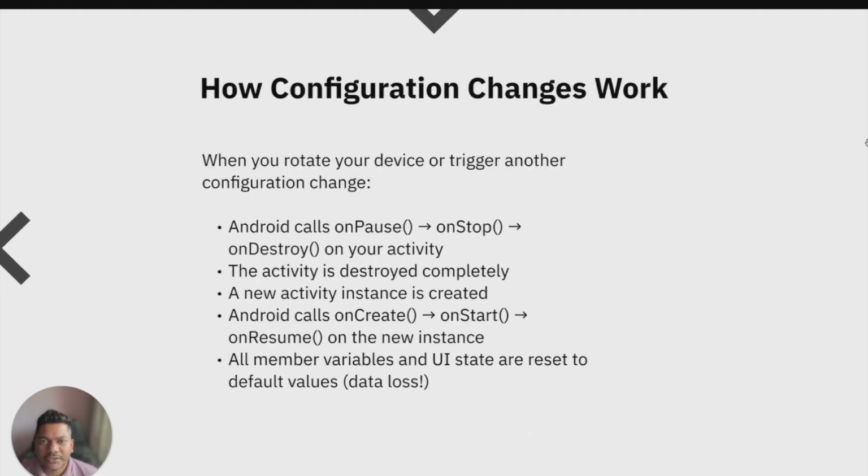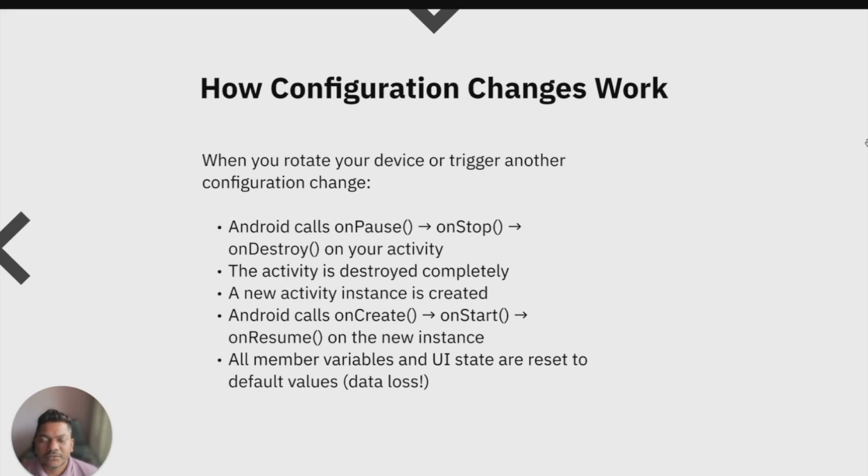So how do configuration changes work? When we rotate our device or trigger another configuration change, Android calls onPause, onStop, onDestroy on our activity, and the activity is destroyed completely. A new activity instance is created, and Android calls onCreate, onStart, and onResume on the new instance of the activity. So all the member variables and UI state are reset to default, which results in data loss.